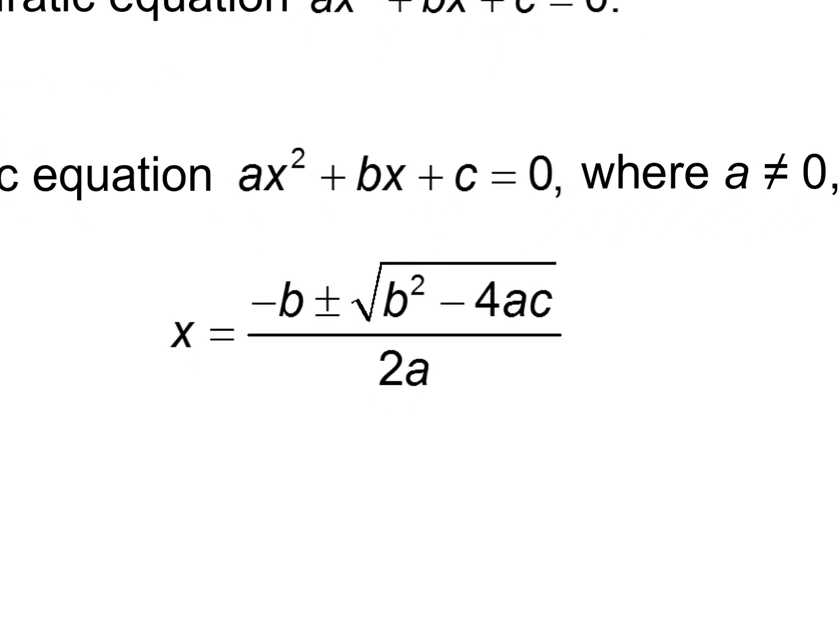But this is our quadratic formula: negative b plus or minus the square root of b squared minus 4ac, over 2a. A is your coefficient of x squared. B is your coefficient of x to the first power, and c is your constant, okay? So let's look at these next problems.